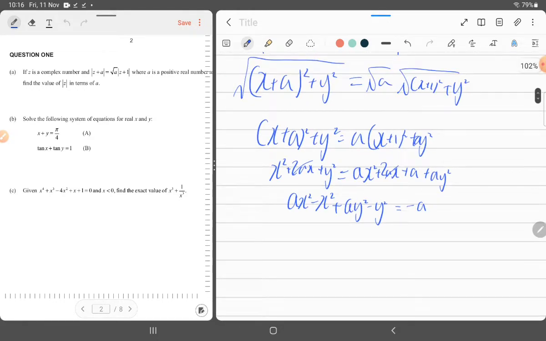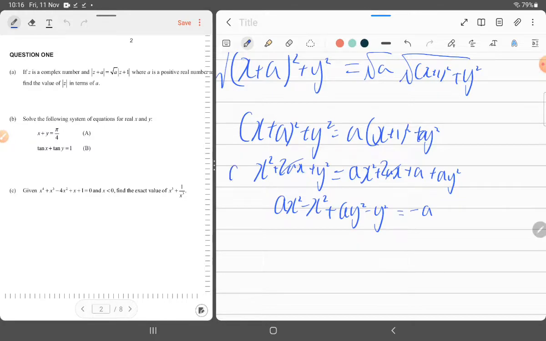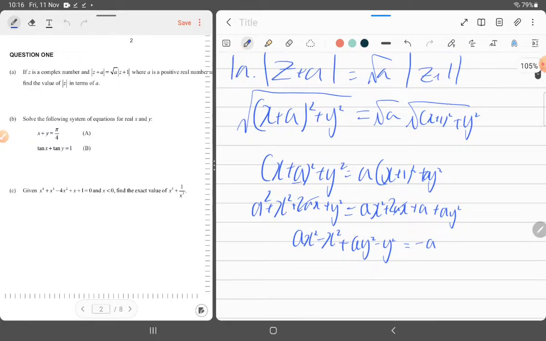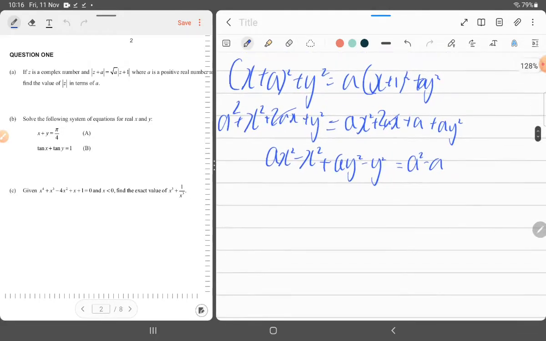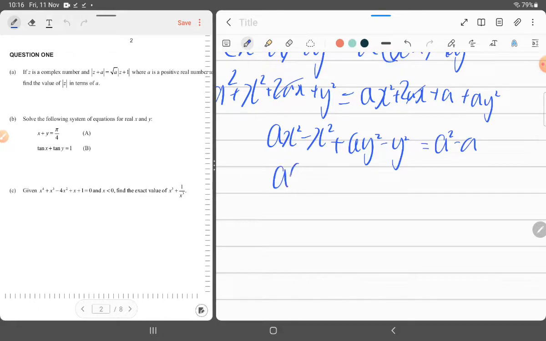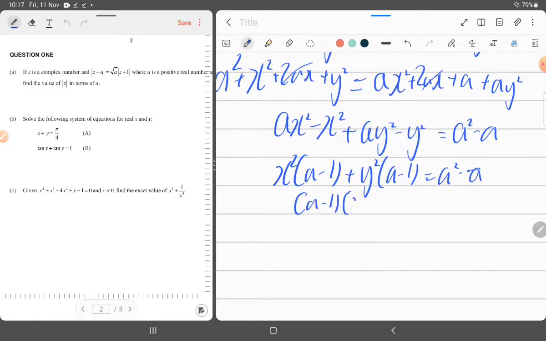Oh wait, no, I missed it, like a squared here because of the squared. So a squared minus a. It's x squared brackets a minus 1 plus y squared brackets a minus 1 is equal to a squared minus a. X squared plus y squared is equal to a squared minus a.